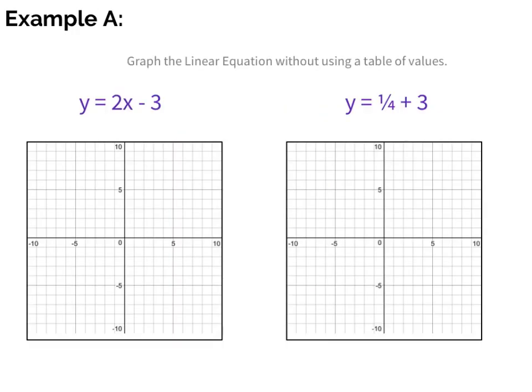So here we are at example A, and it says graph the linear equation without using a table of values. So in previous graphing of linear equations, we would set up a table of values. We would select some x's, plug them in, and then graph our points and then connect them. But we don't have to do that if we have slope intercept form. So if we're able to get our equation into slope intercept form, we don't have to make a table.